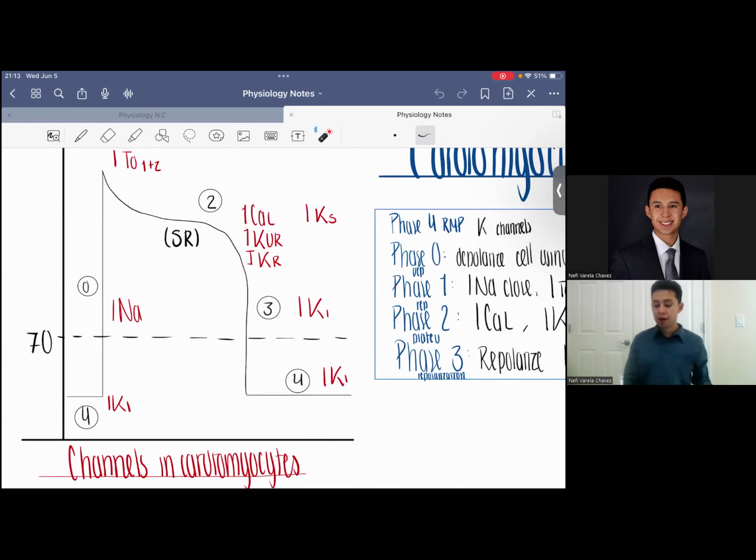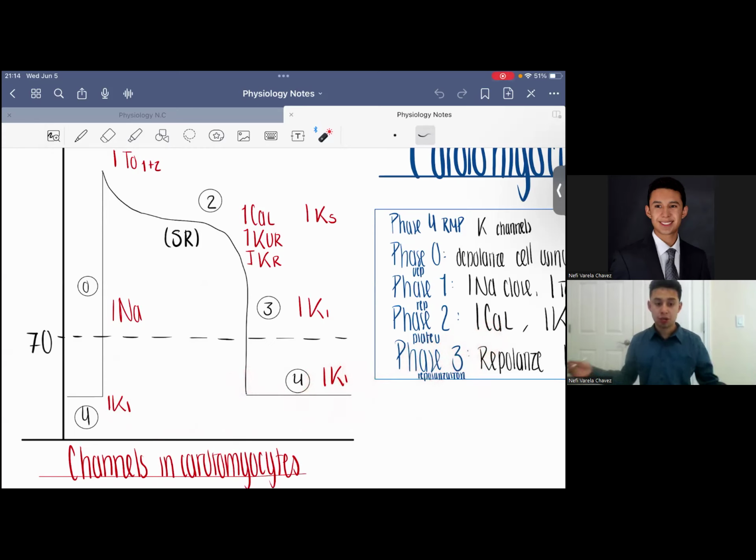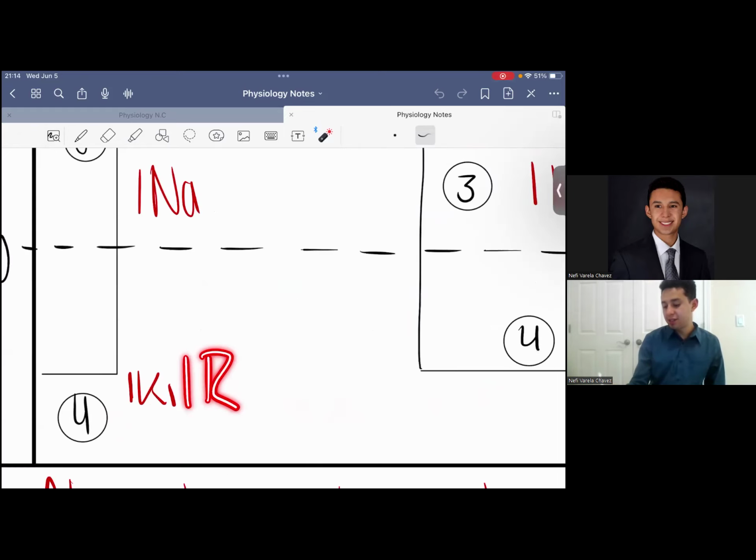So let's start. Resting membrane potential, the first phase. This is mainly achieved by potassium channels, which let some potassium leave the cell. It's worth mentioning that to achieve the action potential, we have the sodium-potassium ATPase pump channels. We're never going to get rid of those. I'm kidding. This is how we achieve the resting membrane potential in the heart.